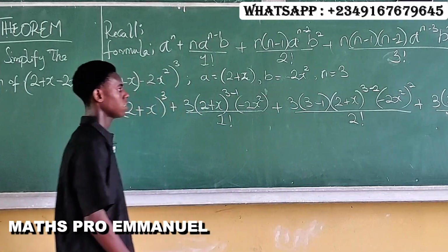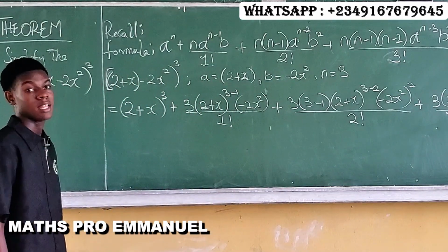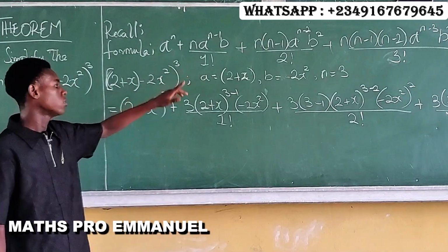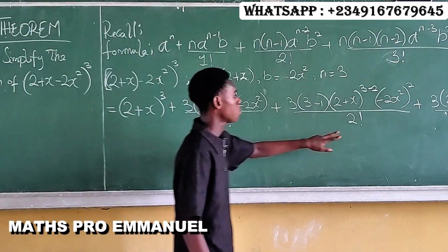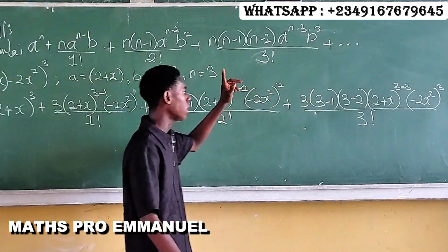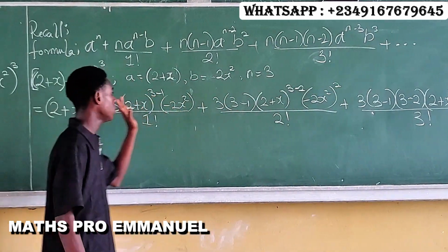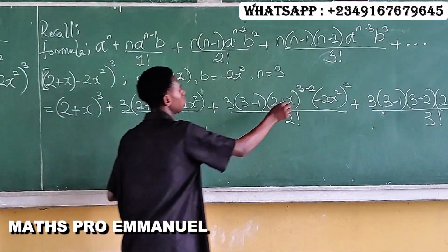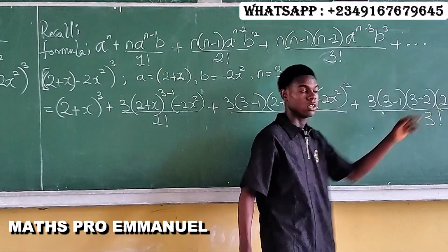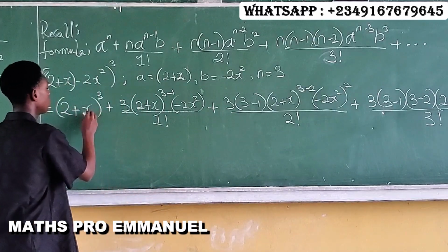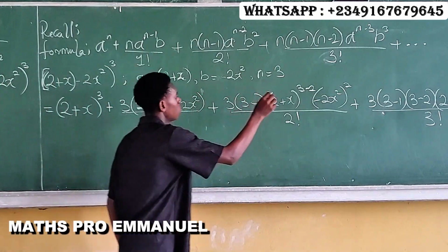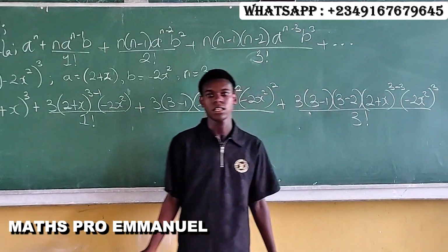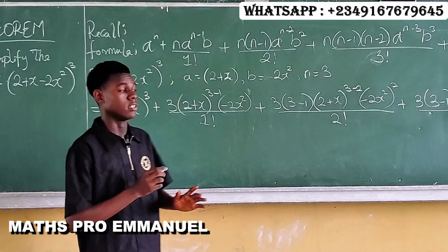So that's it. I'm not going any longer. That's the last term, because this question has an index of 3. So I'll have 1 factorial, 2 factorial, 3 factorial. If you look at the index of a, it started with 3, then reduced to 2, to 1, and then 0. The index of b was 0, the next is 1, then 2, and the next is 3. That's how you can check that you're on the right line.